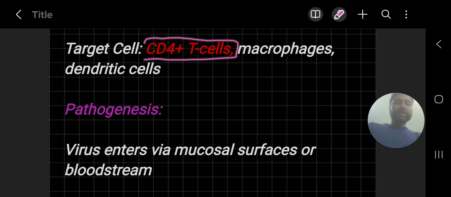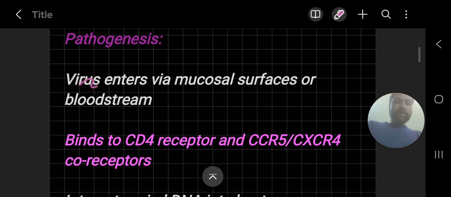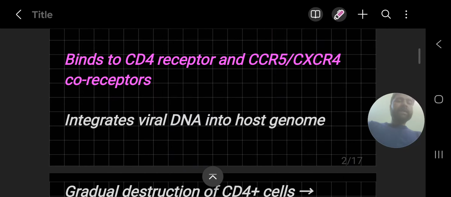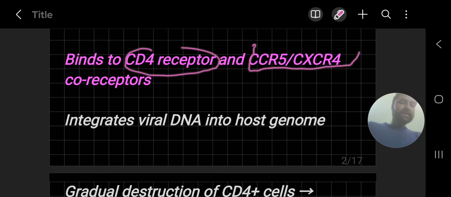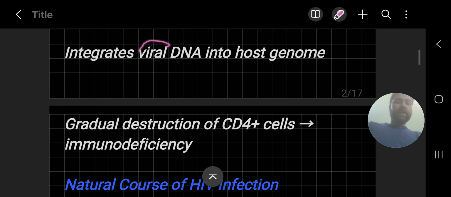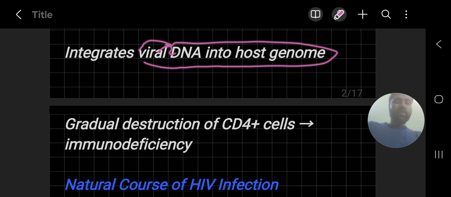Target cell. CD4 positive T cells are the target cells. Macrophages can also be affected initially, and dendritic cells are also affected initially. Pathogenesis. First, the virus enters your bloodstream through the mucosal surfaces or directly through the bloodstream. It binds to your CD4 receptor and also other co-receptors. These are CCR5 and CXCR4. These are co-receptors. Then it integrates its viral DNA into the host genome.